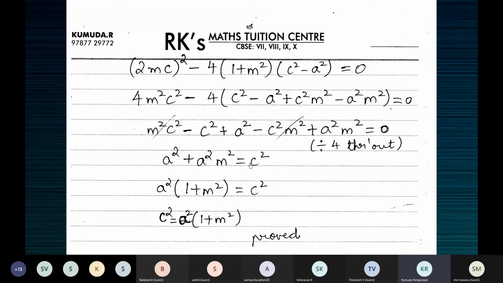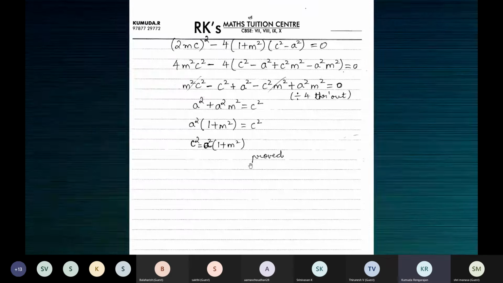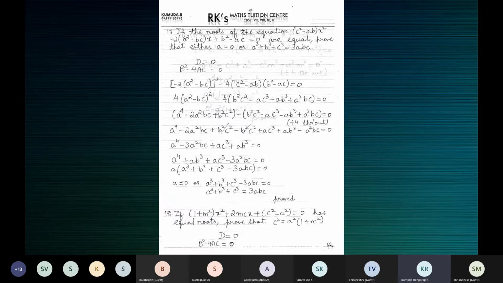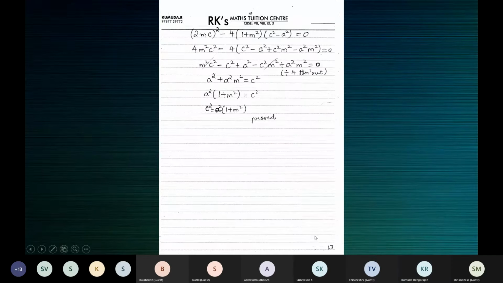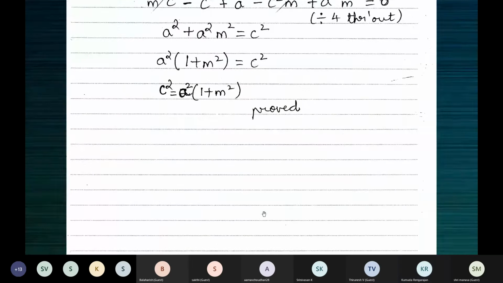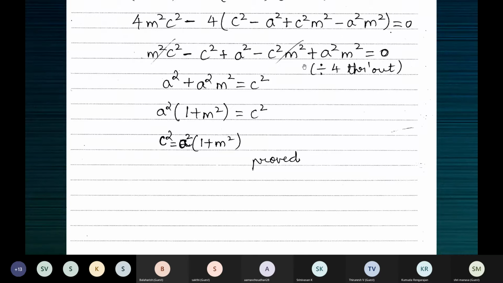Why should you take c square to the other side? Because the result is like that. We need to prove a result like that. See, c square is on the other side, and you have a square into something. So we transpose c square. We have these 3 terms, and we write c square on one side because the result is like that. And here between these 2 terms, you can see a square is common.